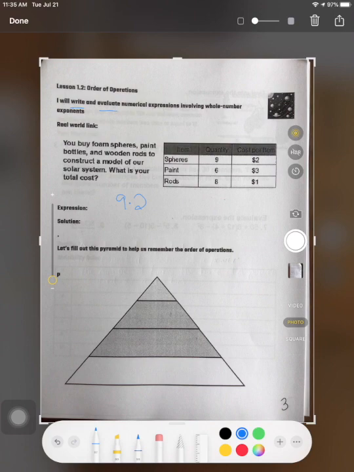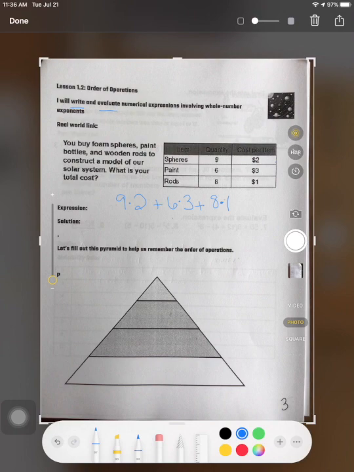But you also want paint. So you want, in addition to the spheres, you want 6 of the $3 items. So again, I think multiplication would be a good way to find the cost of that paint. And then we want the rods, right? So we want 8 of the $1 items. So 8 times 1. Now, what would I do with all of those in order to find the total cost? I would have to add them up.